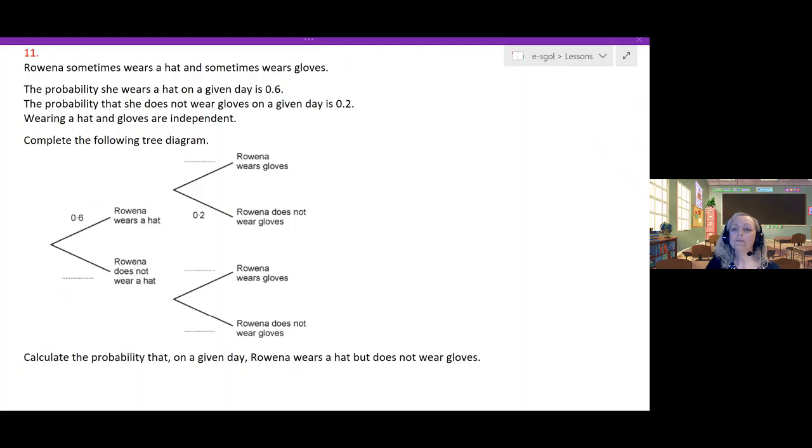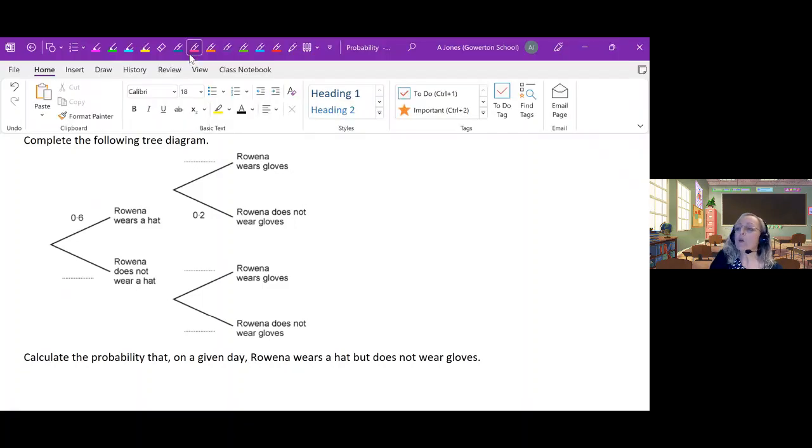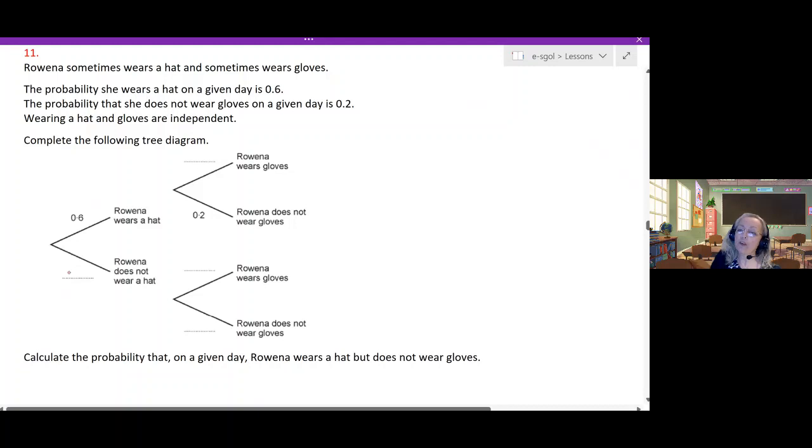Okay, let's have a look at this one then. So we've got the probability that Rowena wears a hat as being 0.6. So not wearing a hat, these branches must add to 1, so that must be 0.4. The probability that Rowena does not wear gloves is 0.2. So to make these branches add to 1, I've got to have 0.8 for Rowena wears gloves. And then the branches underneath here are the same as the branches above, 0.8 and 0.2.